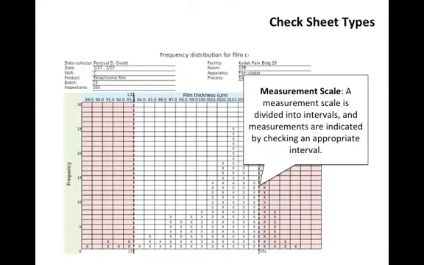Another way to do it is some sort of measurement scale. This also creates a histogram with this particular check sheet. So you can see that you're actually measuring film thickness, and it's divided into intervals so that you can then indicate how often a particular attribute is occurring, that's something you can measure. This is a measurement scale check sheet.